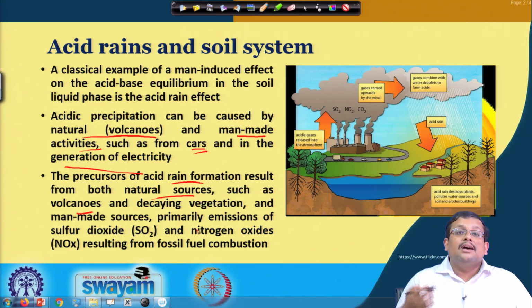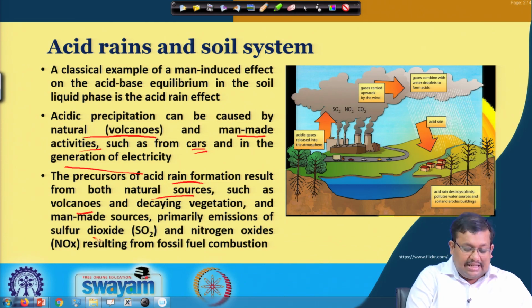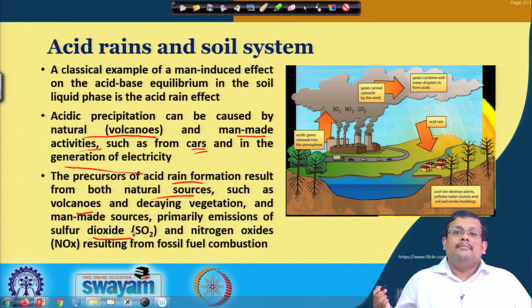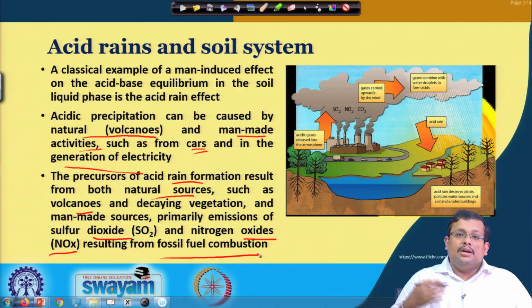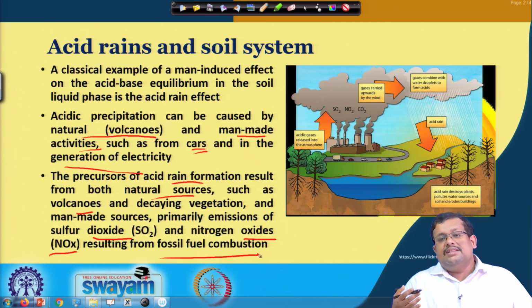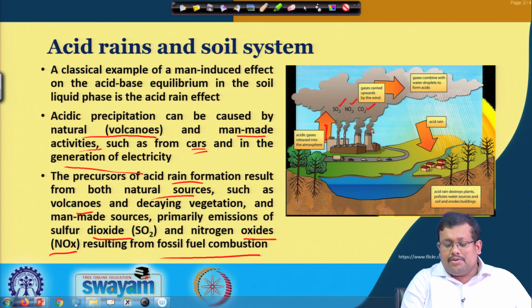Now, the precursors of acid rain formation result from both natural sources such as volcanoes and decaying vegetation, and man-made sources, primarily emission of sulfur dioxide, which basically comes from different automobiles, and nitrogen oxides, which can be represented as NOx, resulting from fossil fuel combustion. When we burn fossil fuel, either petroleum or coal, they generate sulfur dioxide and nitrogen oxides. These acidic gases, for example sulfur dioxide, nitrogen dioxide and carbon dioxide, are released into the atmosphere.